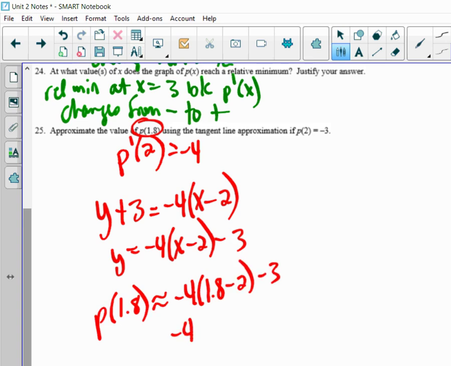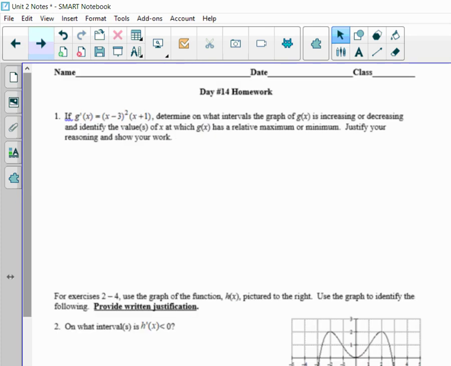Again, without a calculator, you should be able to do this. This would be negative 0.2. Negative times a negative would be positive 0.8 minus 3, which would be negative 2.2. Do you agree with that? That's the approximate value of that. Do I know whether it's an over approximation or under approximation? Not yet, because I don't have, what's it called? Concavity.